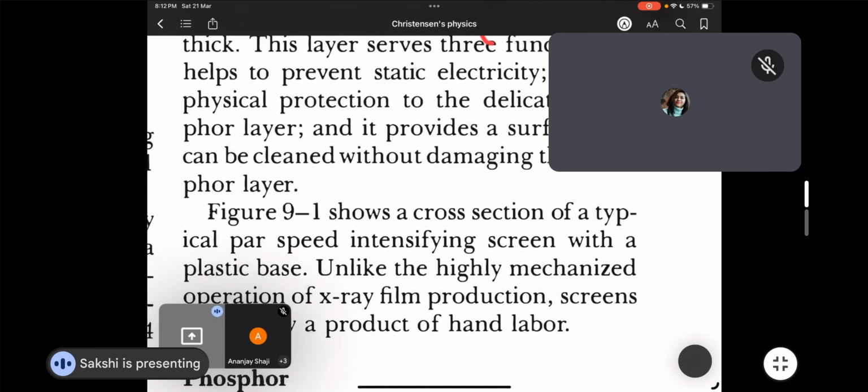And how can I clean it? They are saying that it can be cleaned without damaging the phosphor. Can I just pour some water on it to clean it? Write down this question. Cotton, water, tinned with anti-static material. So write down this question: How do I clean an intensifying screen?